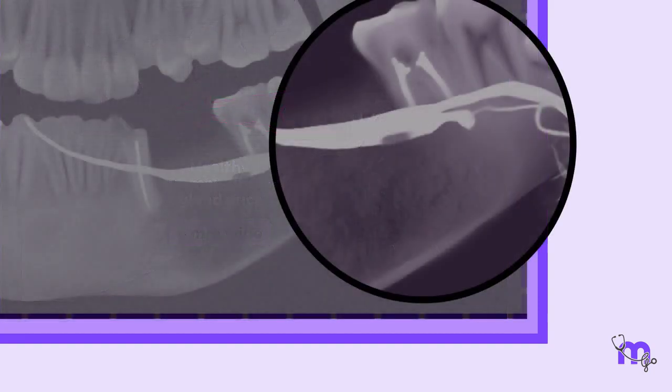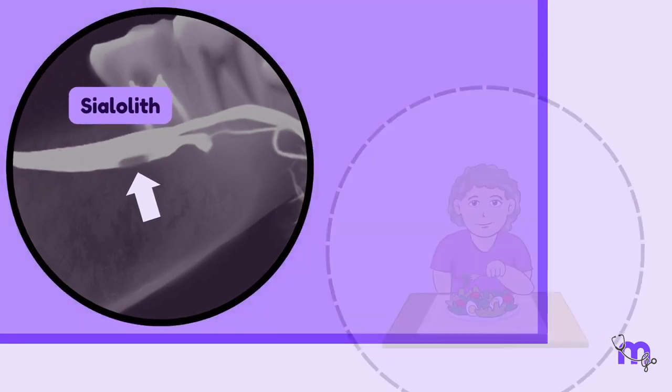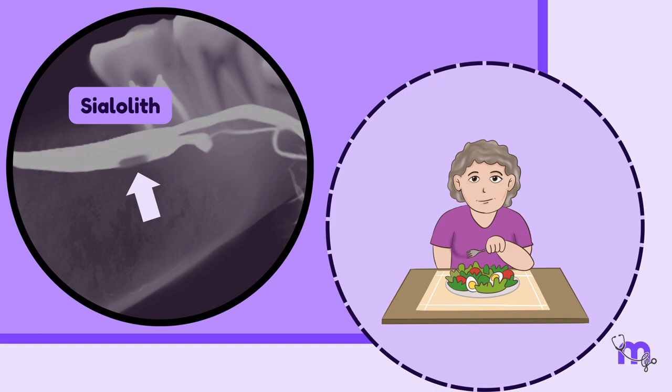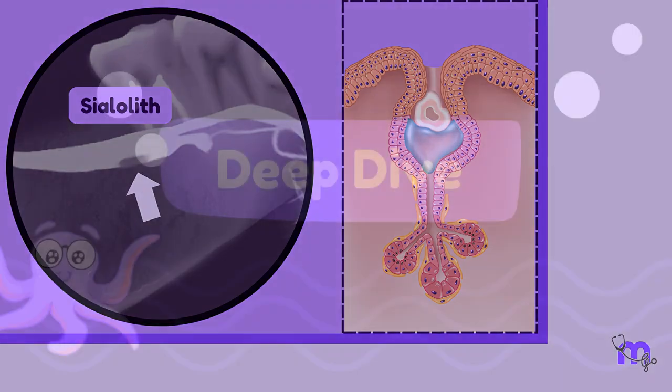Interestingly, the radiograph also showed a radiolucent area within the dilated portion of the duct. This radiolucent finding was a sialolith. The presence of the sialolith explained the patient's symptoms of saliva pooling, swelling, and pain during meals. The stone likely blocked the duct, preventing saliva from draining properly and causing these issues.